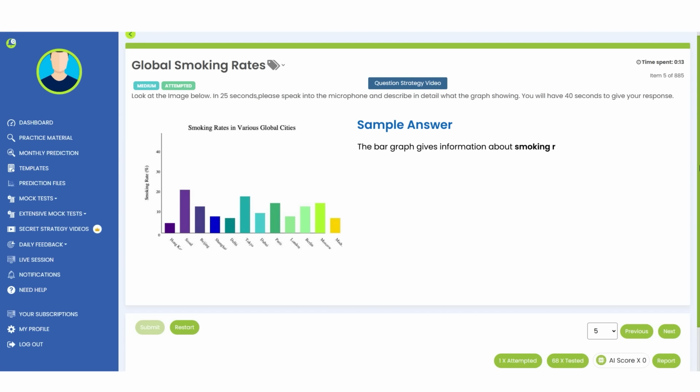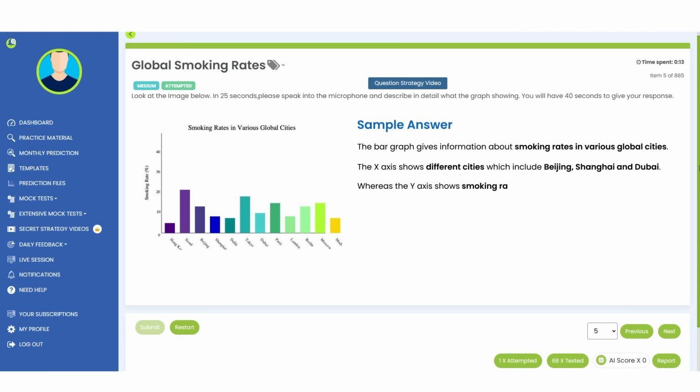The bar graph gives information about smoking rates in various global cities. The x-axis shows different cities which include Beijing, Shanghai and Dubai, whereas the y-axis shows smoking rate which includes 10%, 20% and 30%.